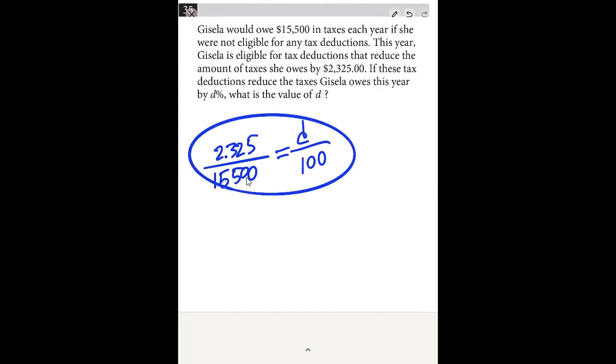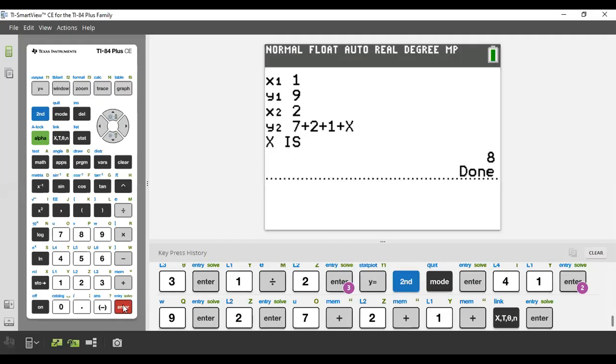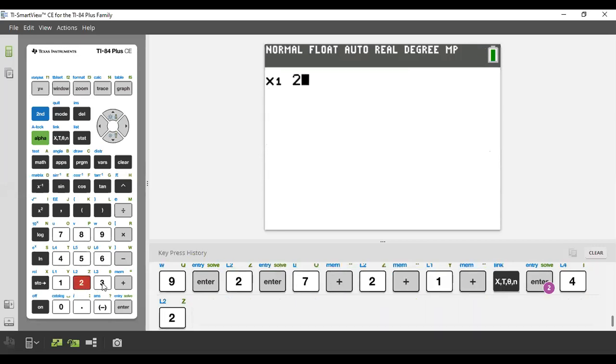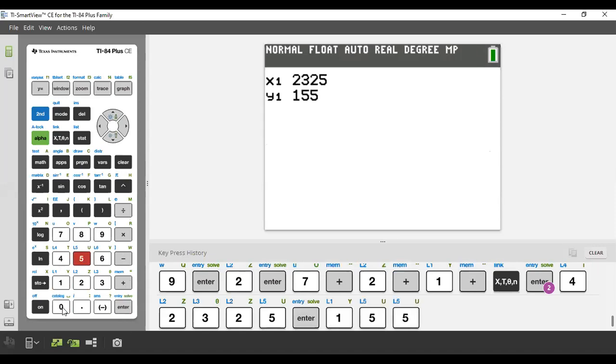Here's our proportion. So let's go back to the calculator. Press enter. Option 4, this is 2,325. Press enter. This would be 15,500.